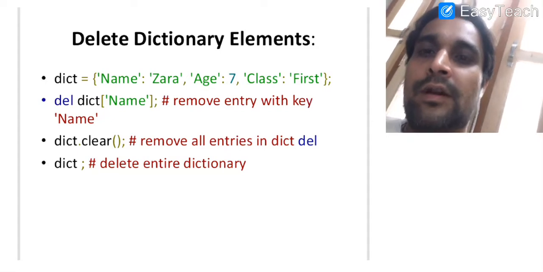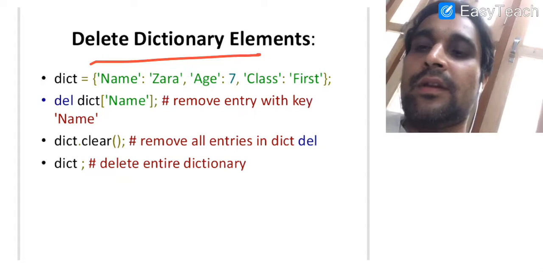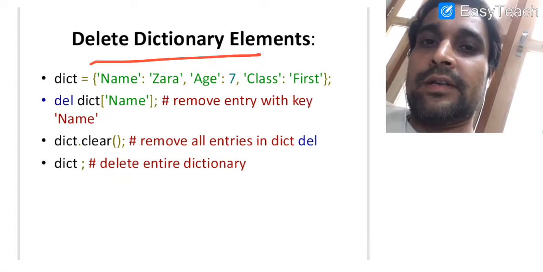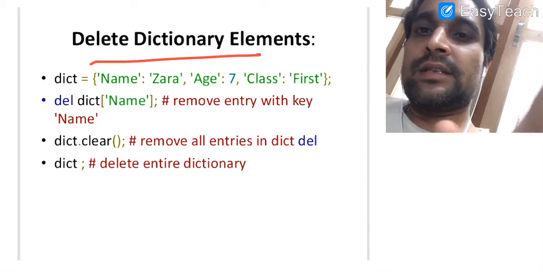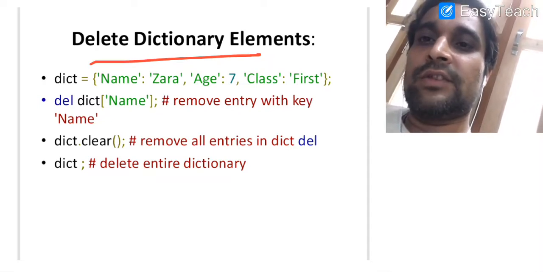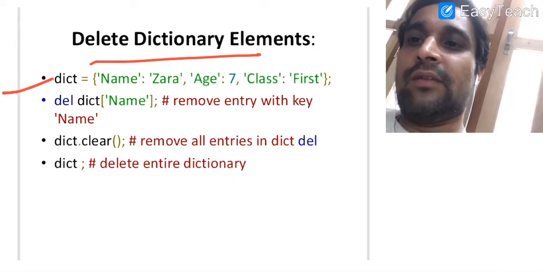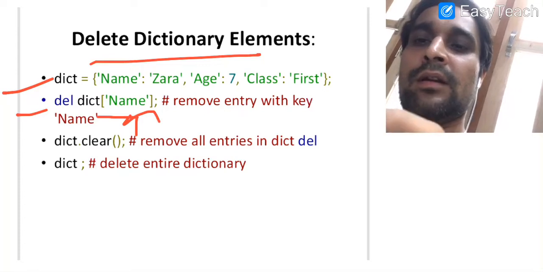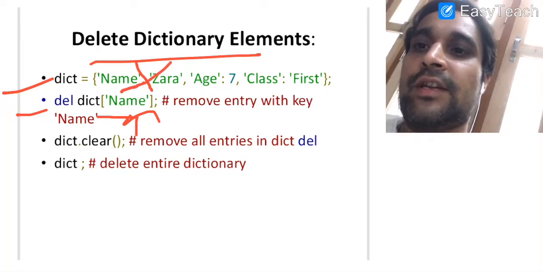So now after updating we come to the delete operation that we want to perform on the dictionary. We can delete all the elements or all the items which are available in the dictionary, or we can delete a specific key value pair which is available in the dictionary. Suppose we have the same dictionary here and we have written the statement del, name of the dictionary, and in square brackets we have written the key of the item for which we want to delete the entry. So what will happen?